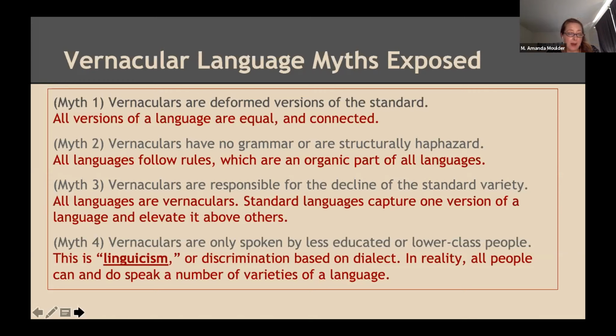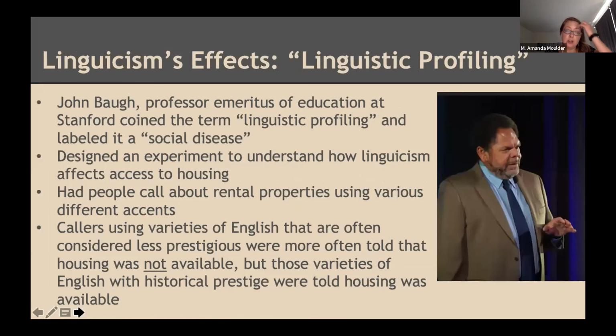So why does this matter, right? Why should we care about linguicism? What does it do to us? So here's a few examples. The effects of linguicism. One is linguistic profiling. A professor at Stanford named John Baugh coined this term, linguistic profiling. He labeled it a social disease. And to understand linguistic profiling, he designed an experiment to understand how linguicism affects access to housing.